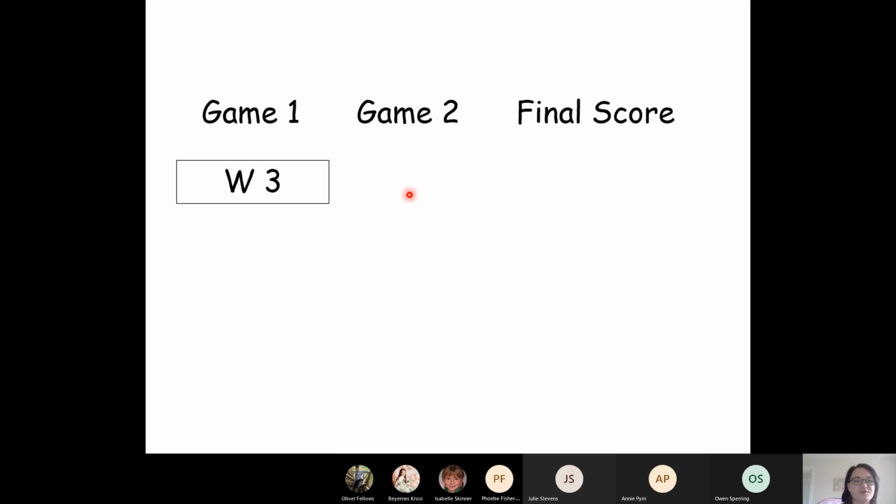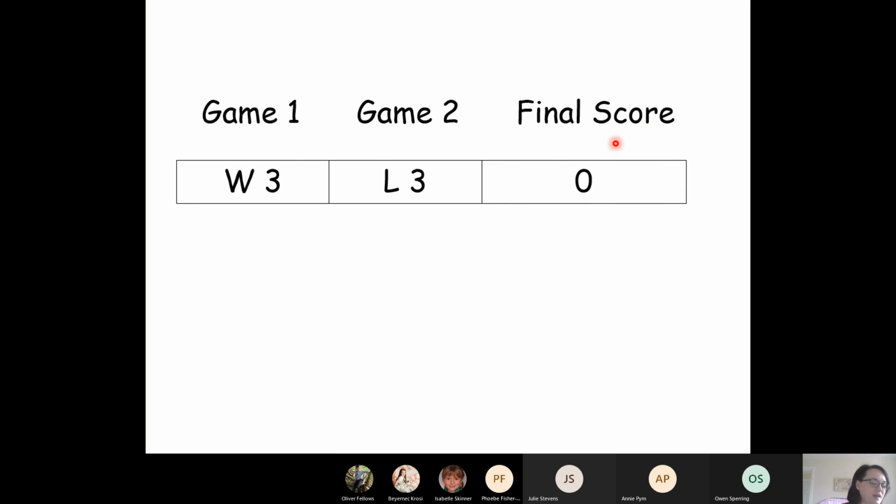For game 2, we had those 3 spaceships. They did all spin round, so we did then lose 3 points. So think about what that does to our final score. If we win 3, but then lose 3, compare those 2 numbers. It means we end up with a final score of 0. That is the Gremlins game.